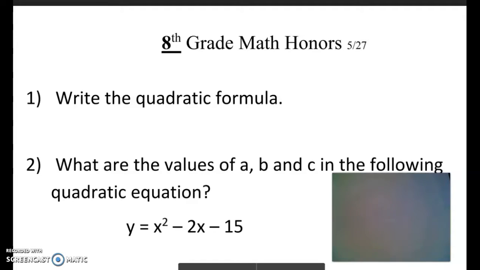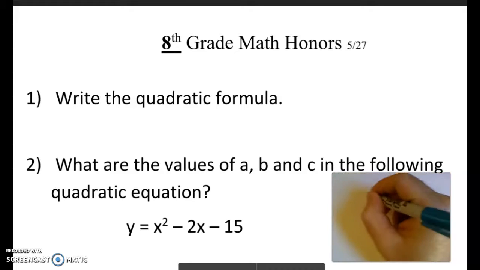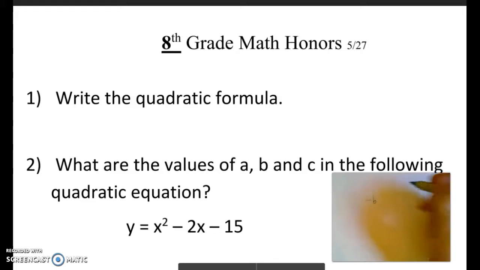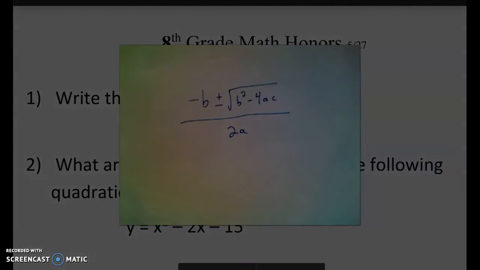Here are the answers to the warm-ups on May 27th. So the first one, write the quadratic formula, and that is the opposite of b plus or minus the square root of b squared minus 4 times a times c, all over 2a. So that is what the quadratic formula looks like, and that's what you want to have memorized.